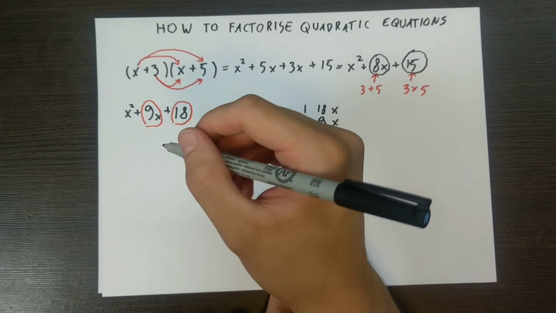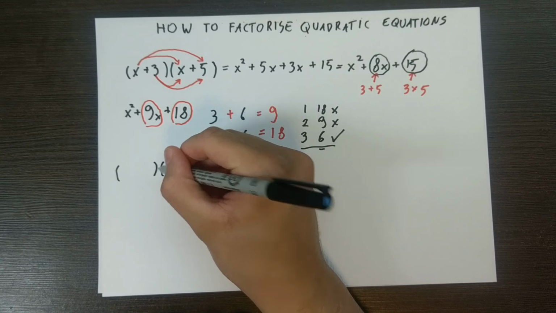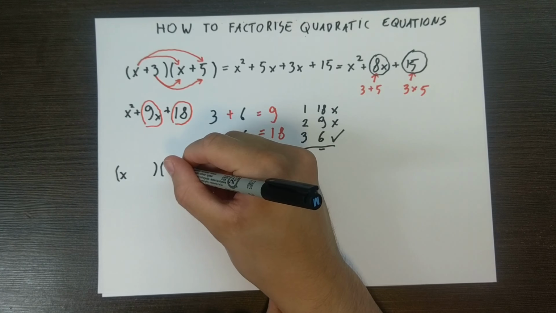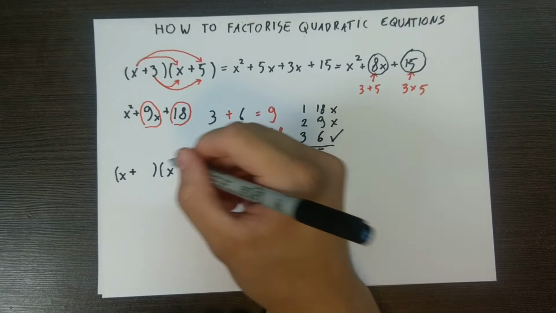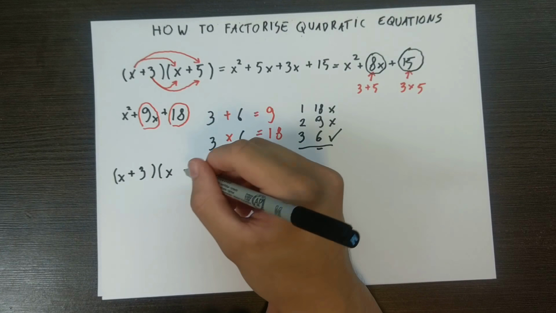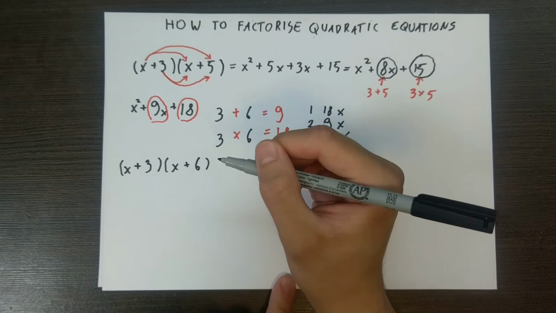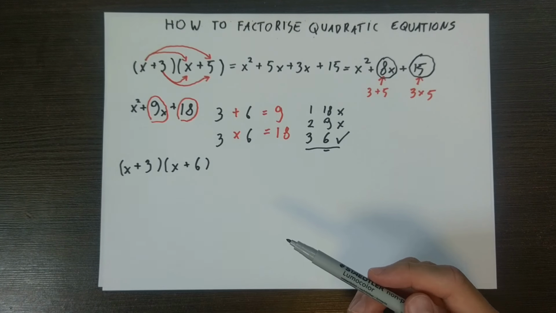So now it's pretty simple. We just open up 2 brackets. We put x here, put x here, x plus 3, and x plus 6. And that's it. We have factorized this equation.